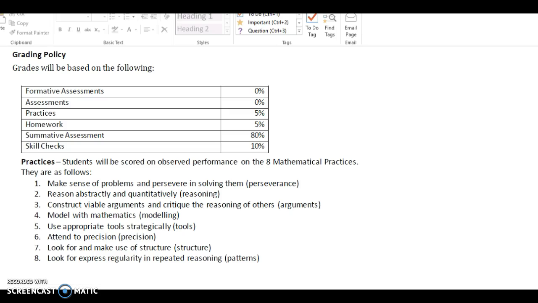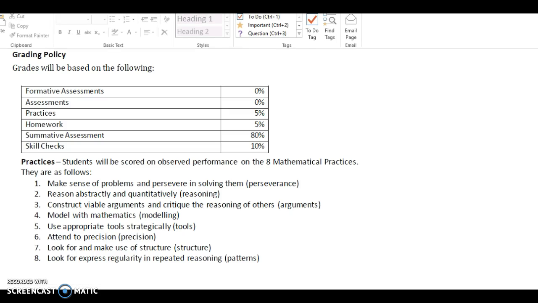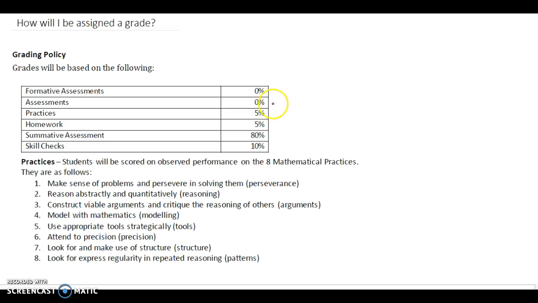Let me show you what I'm talking about here. This category here. Eventually, we're going to calculate a summative assessment grade. So the assessments are used to calculate this grade. You'll see an example of that in just a few minutes. This 5% here is the mathematical practices.